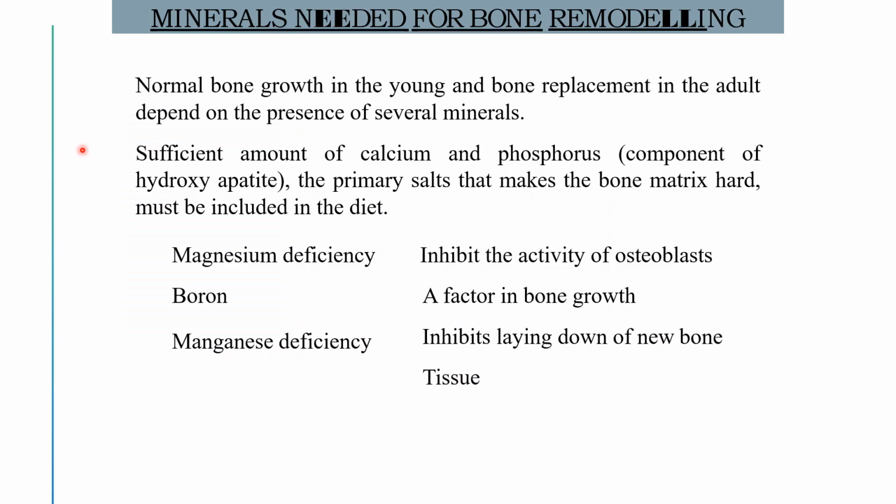Minerals needed for bone remodeling. Normal bone growth in the young and bone replacement in the adult depend on the presence of several minerals. Sufficient amounts of calcium and phosphorus, components of hydroxyapatite, the primary salts that make the bone matrix hard, must be included in the diet. Magnesium deficiency inhibits the activity of osteoblasts, and boron helps in bone growth. Manganese deficiency inhibits laying down of new bone tissue.